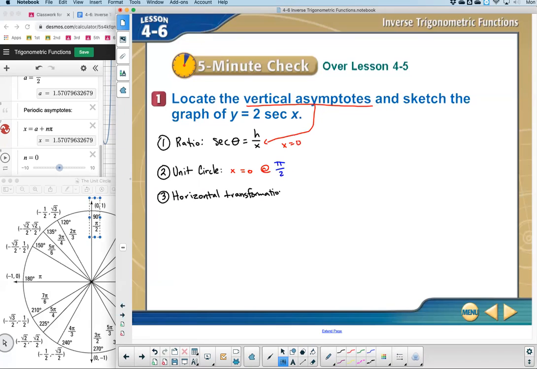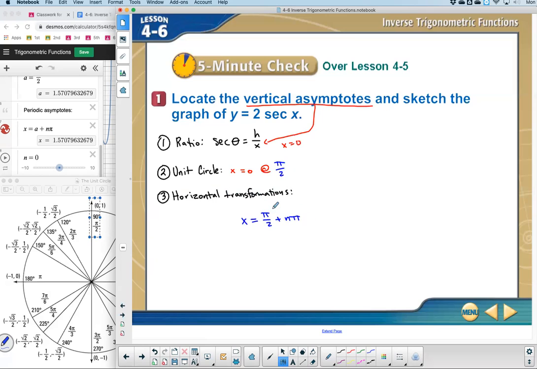Let me write and then I'll talk. If there are no horizontal transformations, that's where the first asymptote is going to occur. Now, there may be some horizontal transformations. Let's check. So here's what our third step was. We write out the pi over 2. And with trigonometry, without transformations, each asymptote occurs in pi away from one another.